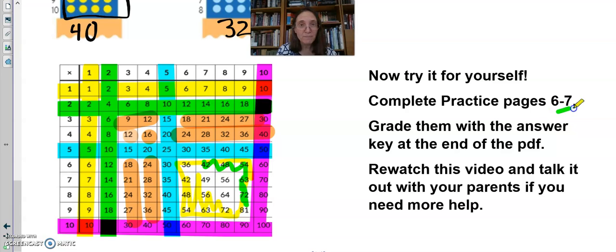You have 2 practice pages in the packet I sent you, pages 6 and 7. Please push yourself to use the strongest strategies. Please grade them using the answer key at the end. And if you are struggling with this at all, please rewatch this video or talk it out with your parents if you need more help.